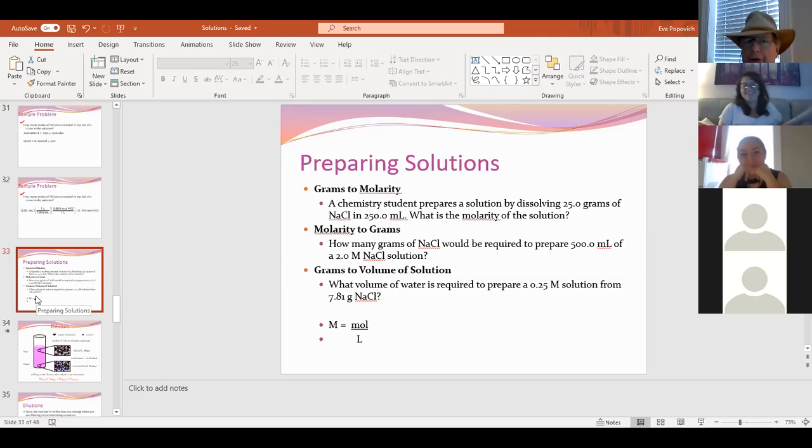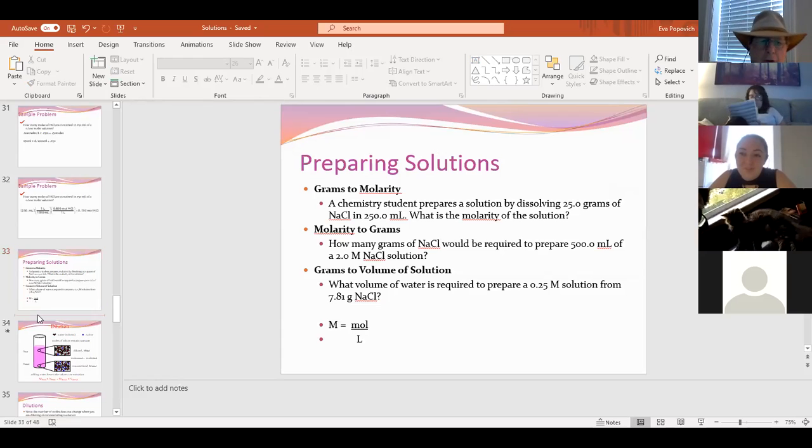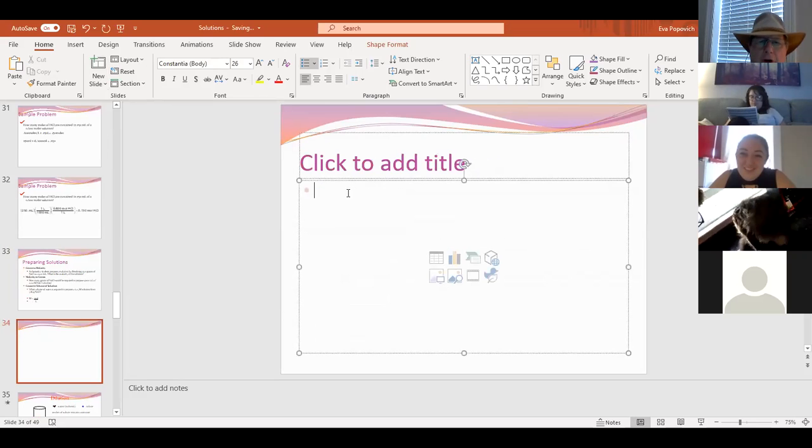Preparing solutions. If we want to go from grams to molarity, okay, we have 25 grams of sodium chloride that is dissolved in 250 milliliters. What is the molarity of my solution? Okay, simple enough. I want to know the molarity.